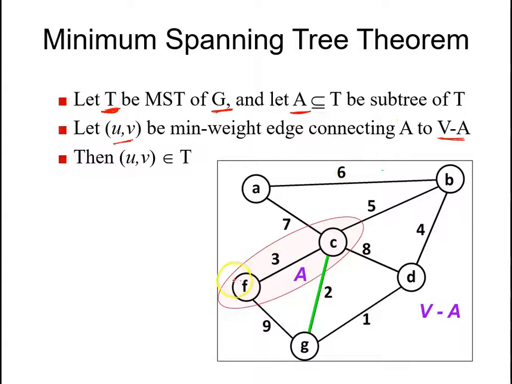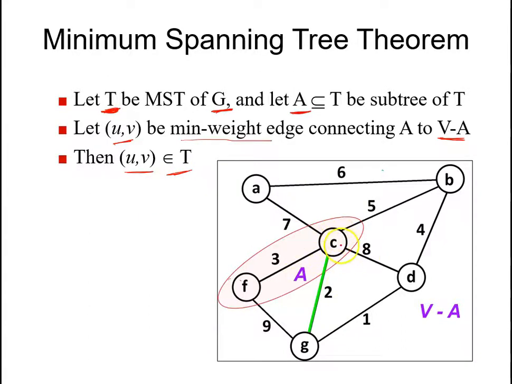For instance, if this is our set A, everything outside of this set A is in V minus A. And what this theorem is saying is that this edge, being the minimum weight edge, is part of the minimum spanning tree.